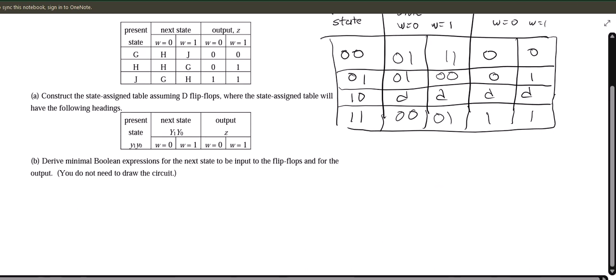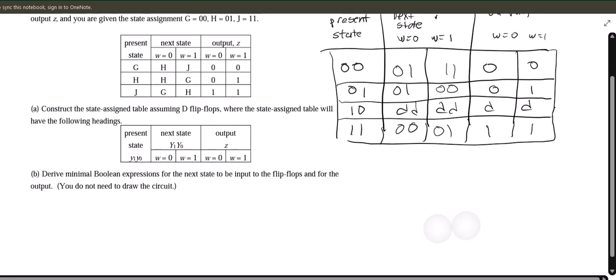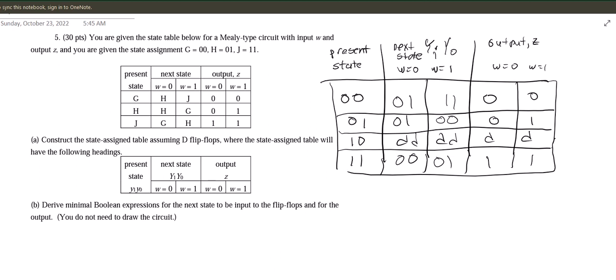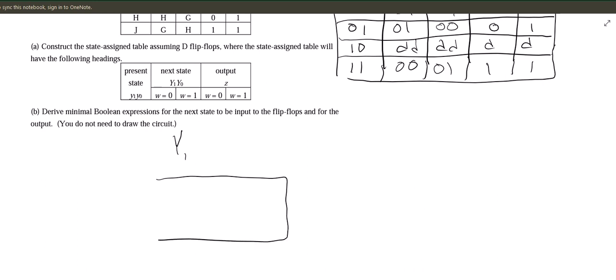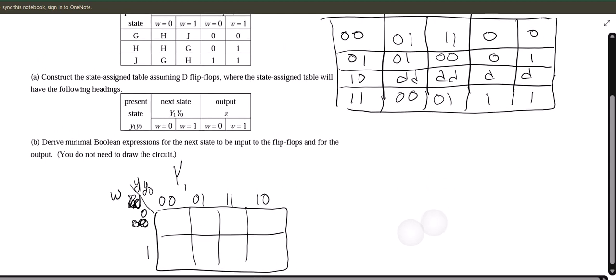Now we need to derive minimal Boolean expressions for the next state. And so here's what we're going to do. I should make these D. Okay, so I'm going to start with doing, and I should have written this as Y1, Y0 there. Okay, so let's start with Y1. That's supposed to be a W. Okay, so we want to fill in this K-map for Y1.